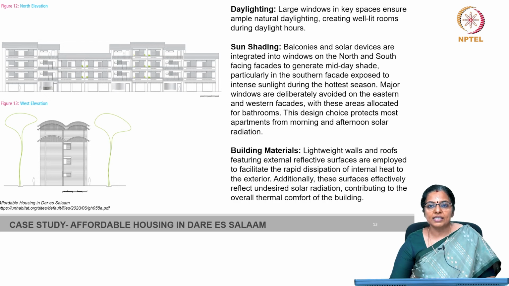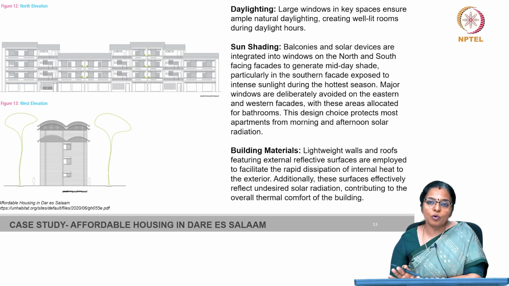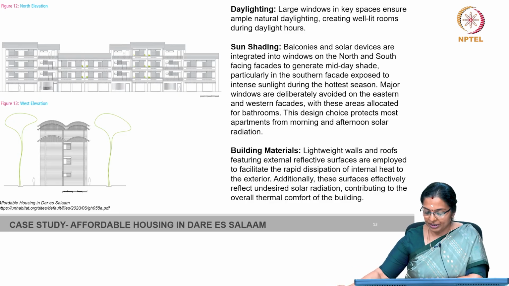Balconies and solar devices are integrated into windows on the north and south facing facades to generate midday shade, particularly in the southern facade, which is exposed to intense sunlight during the hottest season. Major windows are deliberately avoided on the eastern and western facades, with these areas allocated for bathrooms even in the houses which are placed at the end. This design choice protects most apartments from morning and afternoon solar radiation.